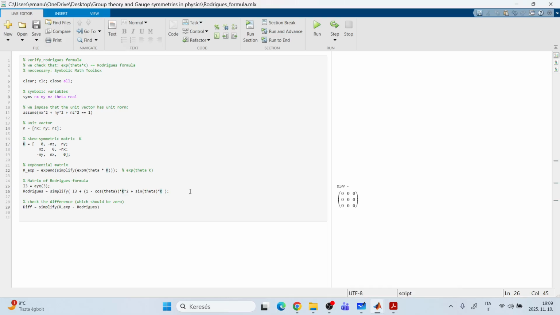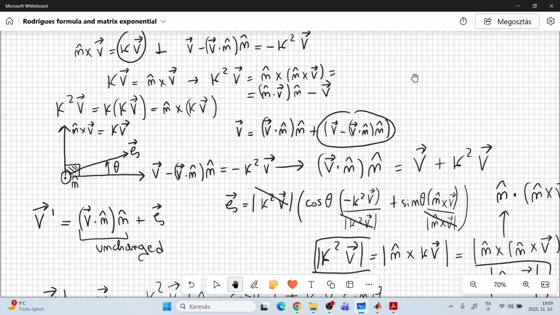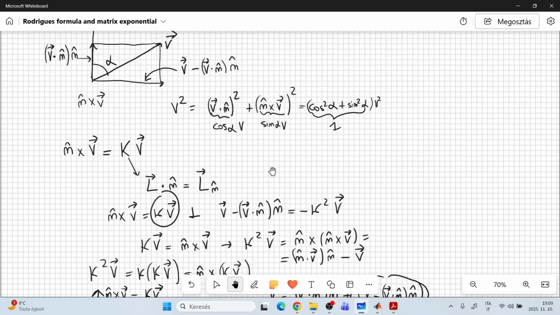I have prepared a quick script which defines the unit vector. So here I define the unit norm of the vector. I define the vector n with the three components. Then I define k, and k can be written in this form. I mentioned it earlier that k is this cross product. So the matrix k will be written in terms of the components of n. And I mentioned also that it can be written in this form, so L dot n.